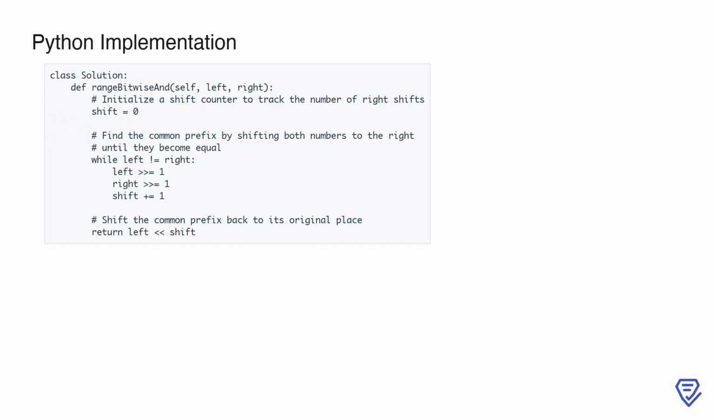The algorithm identifies the common prefix 11,024 in decimal, after 2 right shifts and restores it by left shifting back, yielding the correct result. This approach ensures optimal performance even for large ranges, avoiding the inefficiencies of brute force computation.